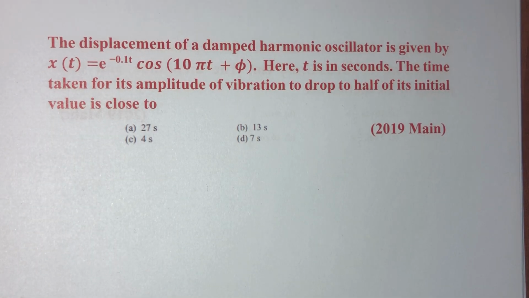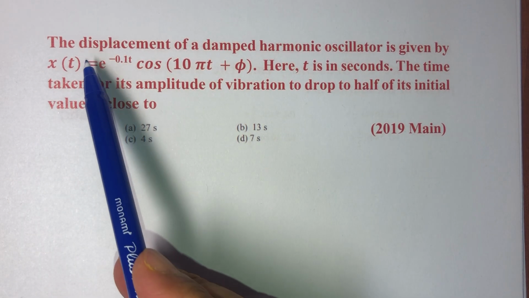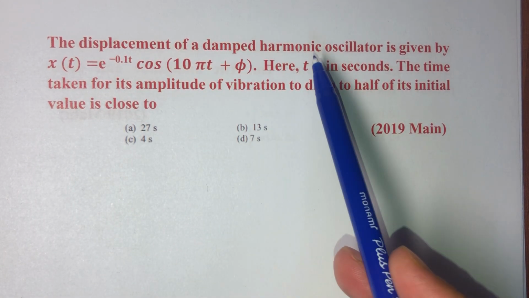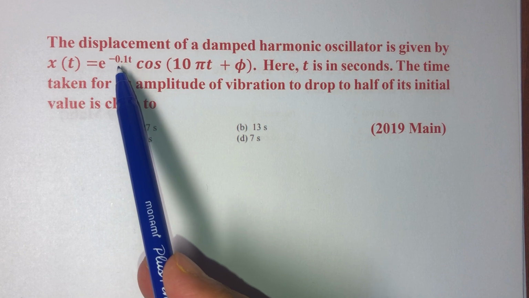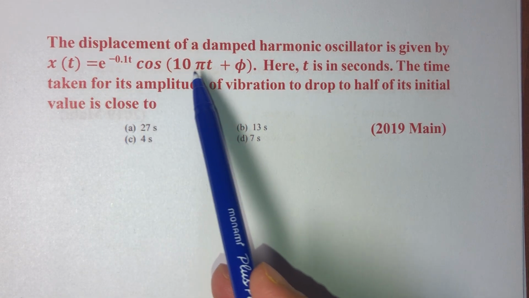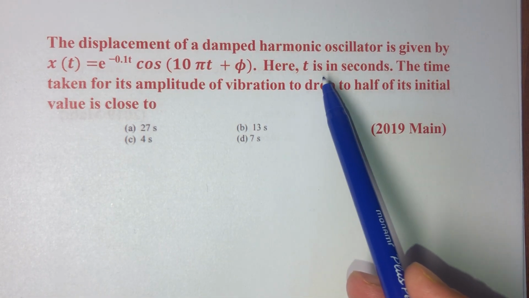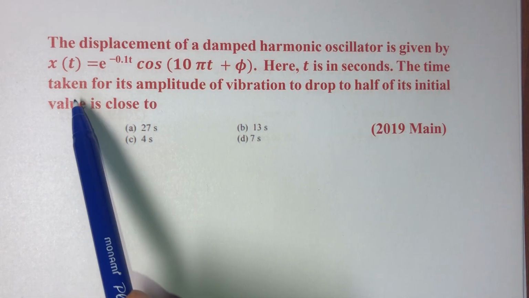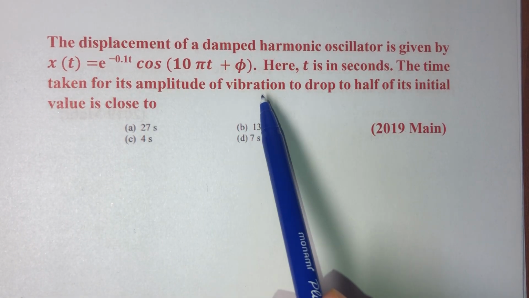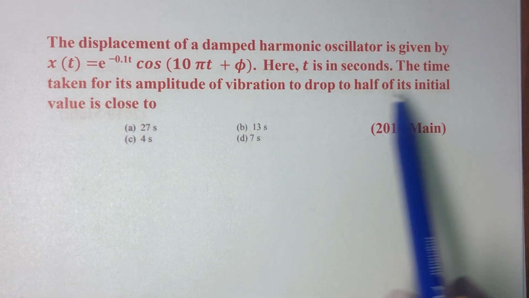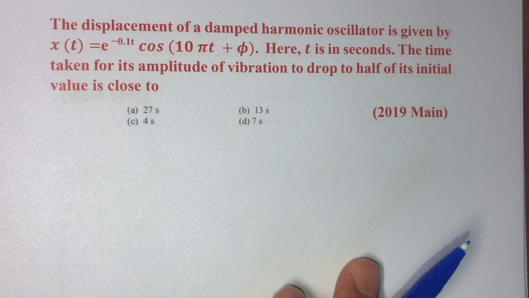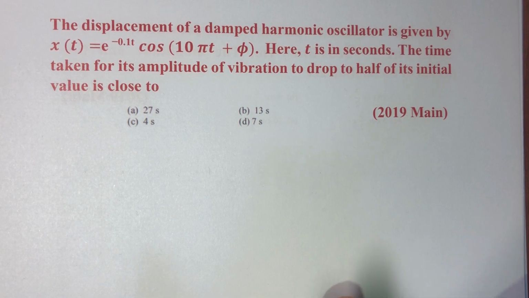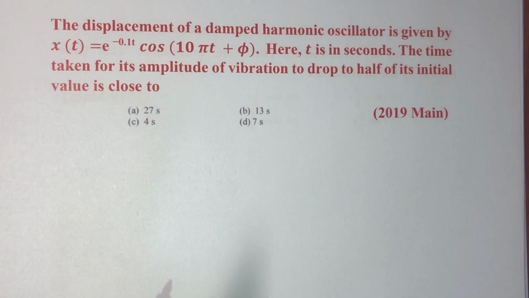Hello friends, in today's question, the displacement of a damped harmonic oscillator is given by x of t equals e raised to power minus 0.01 t cos of 10 pi t plus phi. Here t is in seconds. The time taken for its amplitude of the vibration to drop to half of its initial value will be close to. So in this case, it is given as a damped oscillator, and we have to find out when the amplitude becomes half of its original value.